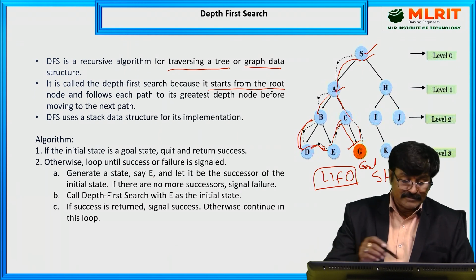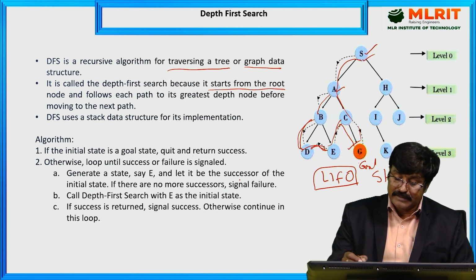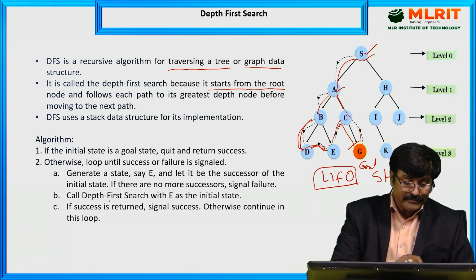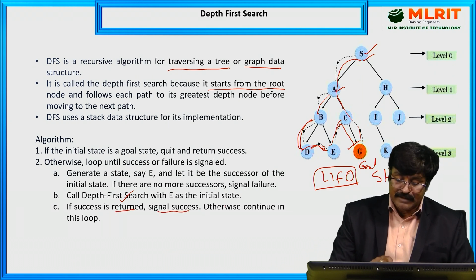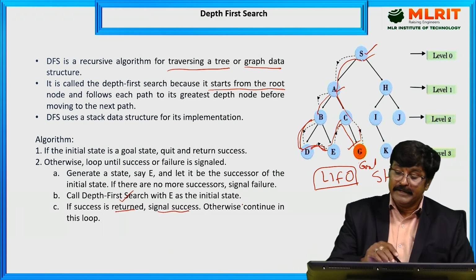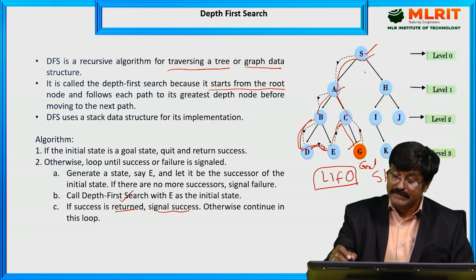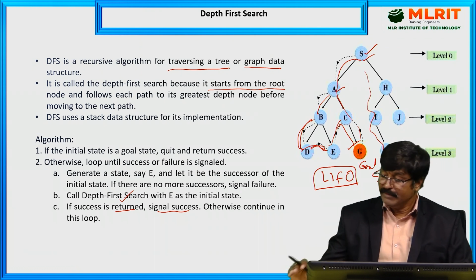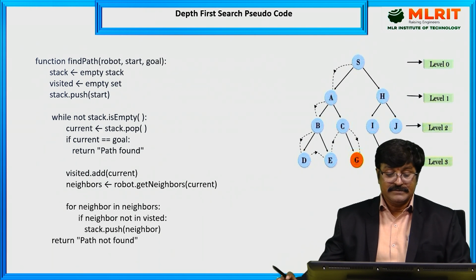If it is the successor of the initial state and there are no more successors, it returns failure. Otherwise it continues, evaluating the successive nodes and checking whether each is the goal node or not. If success is returned, then the signal is success. Otherwise, it continues this loop, going to the next depth level, and the next depth level. So this is the depth first search.